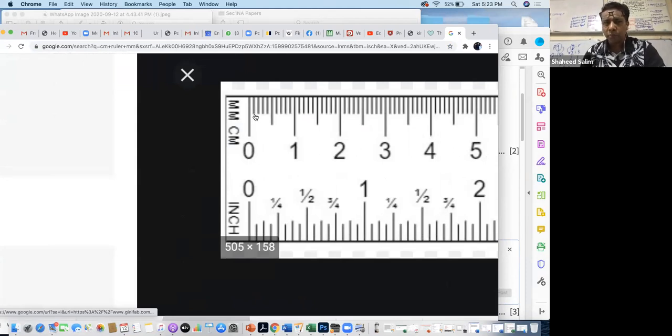Millimeters is this small one. Every 1 cm, there's 1, 2, 3, 4, 5, 6, 7, 8, 9, 10. Every cm, 1 cm is 10 millimeters. 2 cm is 20 millimeters. 3 cm, 30 millimeters. You get it? It's not milliliters, you know. 1 liter is 1000 milliliters. You are not talking about ml. This is mm. So 1 cm is 10 millimeters.